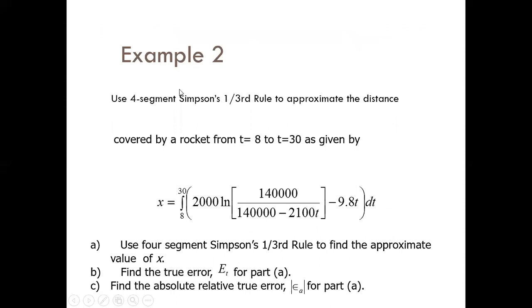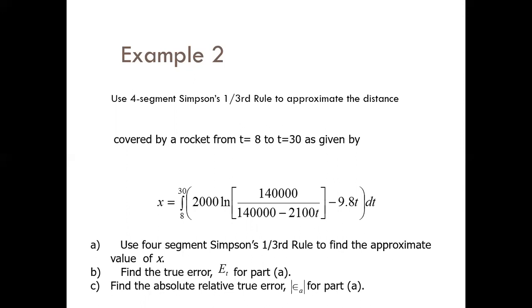Use the multiple segment Simpson's 1 by 3 rule to approximate the distance covered by a rocket from t equals 8 to t equals 30, as given by the integration from 8 to 30 of 2000 ln of 140000 divided by 140000 minus 2100 t, minus 9.8 t, dt. Use four segments Simpson's 1 by 3 rule to find the approximate value of x. Find the true error for part A. Find the absolute relative error for part B.